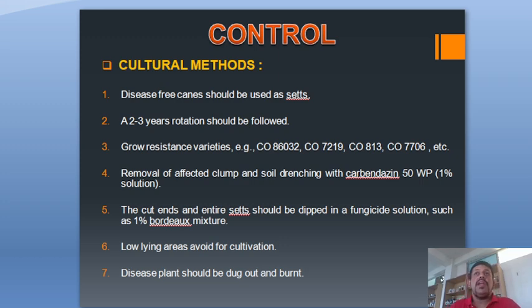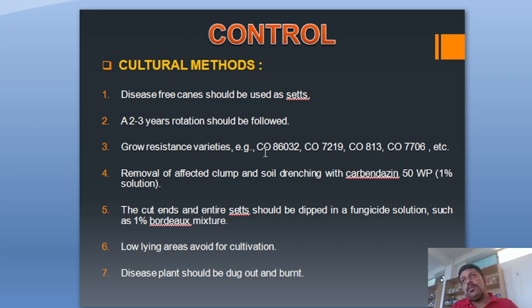Because in some areas, some fields, the farmers cannot afford so much money for management, so we have to go to the cultural methods. In the cultural methods we can use disease free canes. A 2-3 year rotation should be followed. Grow resistant varieties, these are some resistant varieties. You see, this is very important. Resistant varieties have been developed by the Agriculture Institute of Pusa, in New Delhi, for all of India. These developed varieties are disease resistant, where the fungi cannot attack.